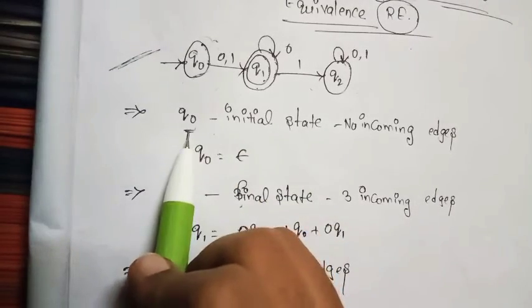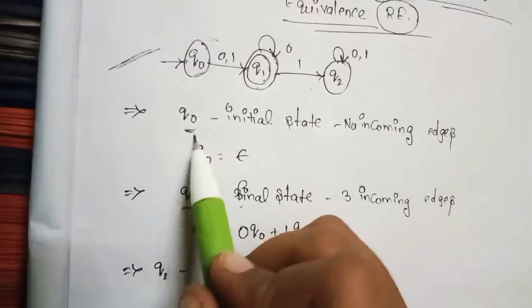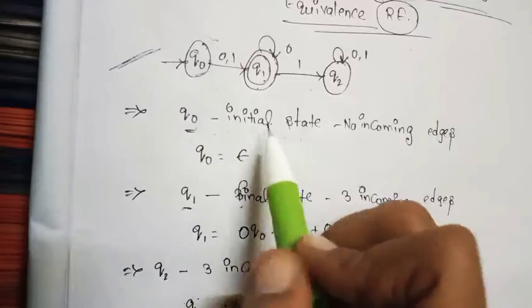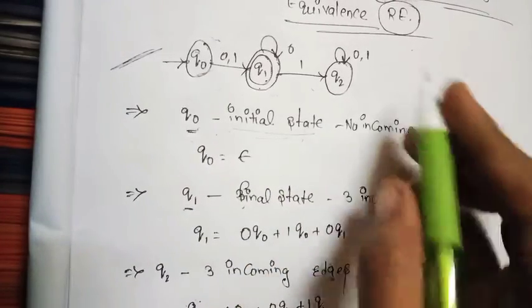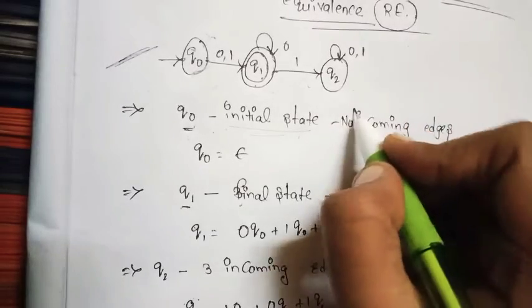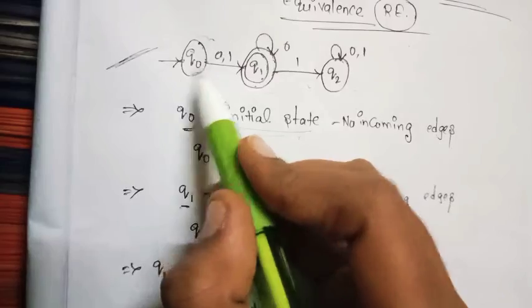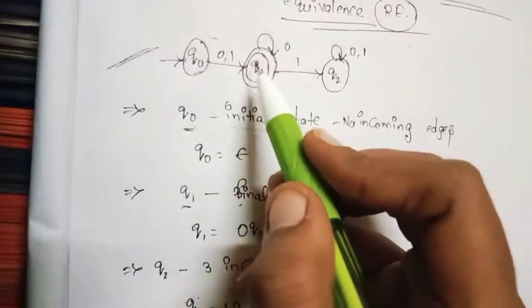What is q naught? This is the initial state, so I wrote it here. The next step is to check whether there are any incoming edges. For q naught, there are no incoming edges. Incoming edges are the edges which are reaching the particular state.